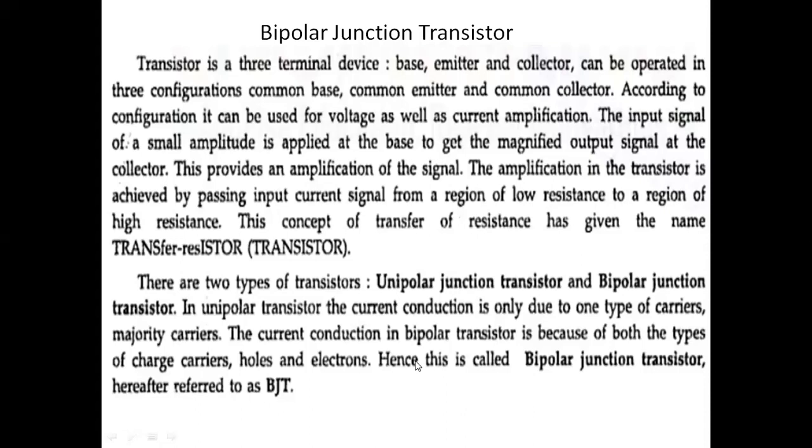Due to holes, we have current. Due to electrons, we have current. Due to two charge carriers, we have current in a BJT. Hence, it is called bipolar. Both the charge carriers take part in the current. Whereas unipolar means only single, only one. So this is UJT, and this is BJT. We are going to study the BJT, bipolar junction transistor.